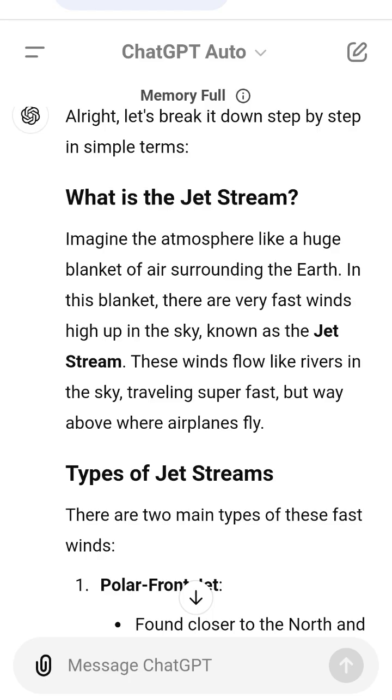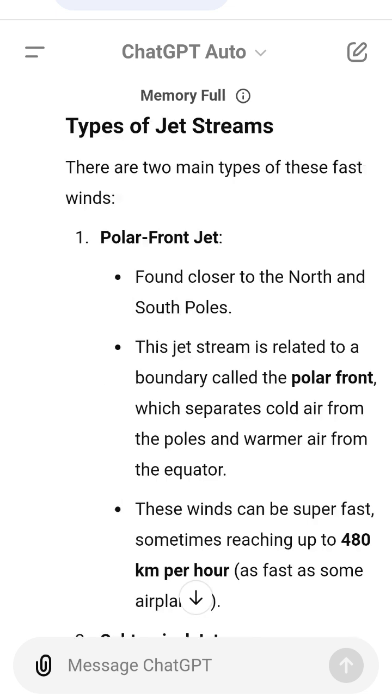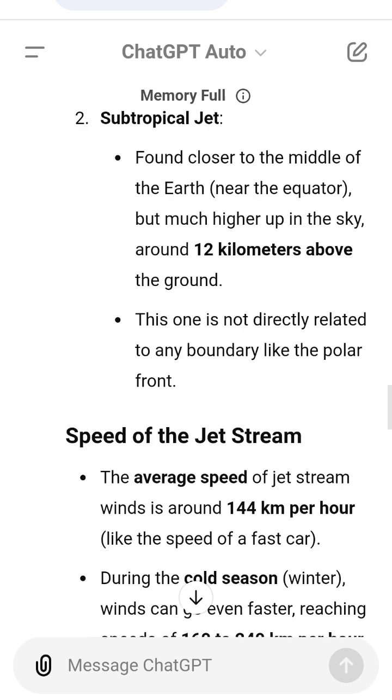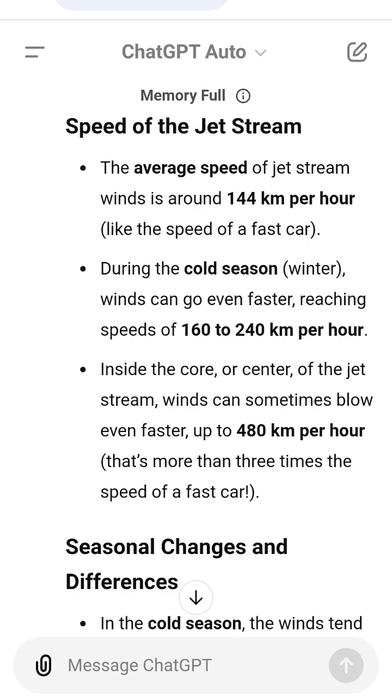Additional information. Jet streams don't stay in the same place all the time. They shift around the Earth, and their speed can change depending on the time of day or the season. Jet streams are important for weather patterns. They can affect storms, temperature, and even the flights of airplanes, helping them move faster or slower.